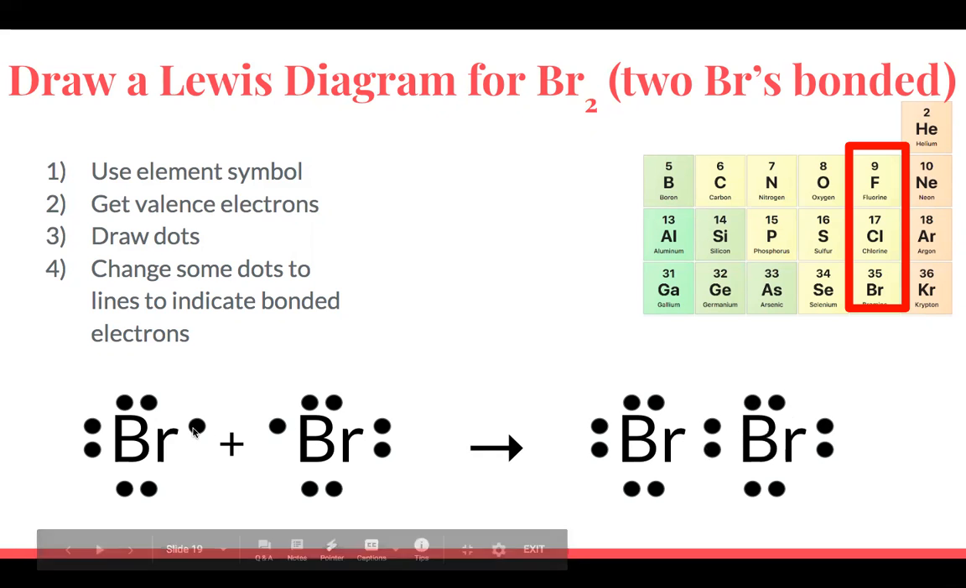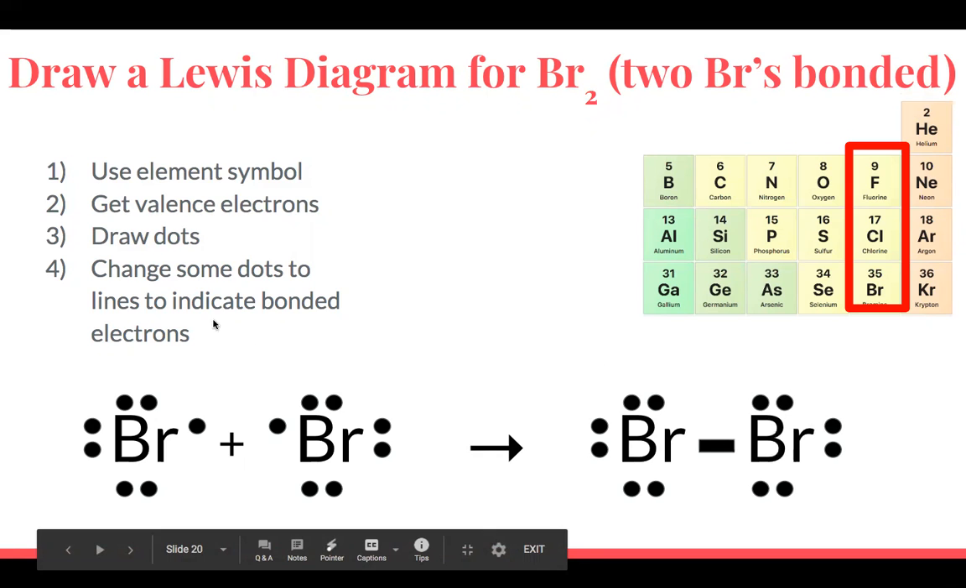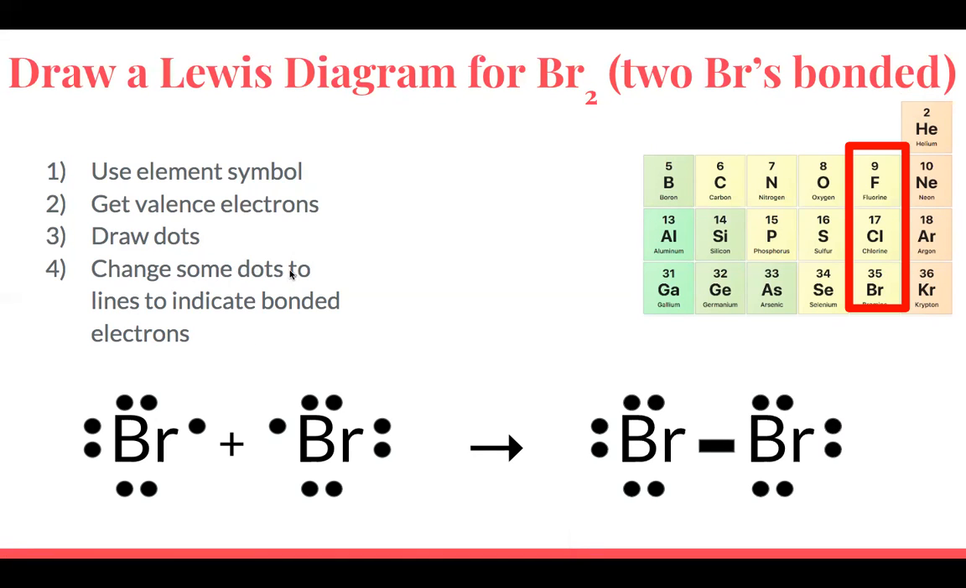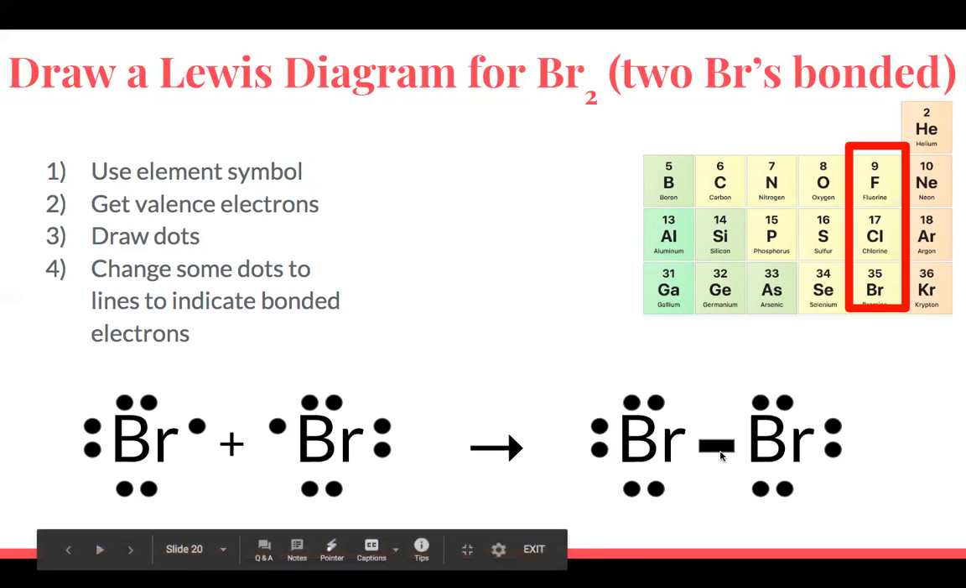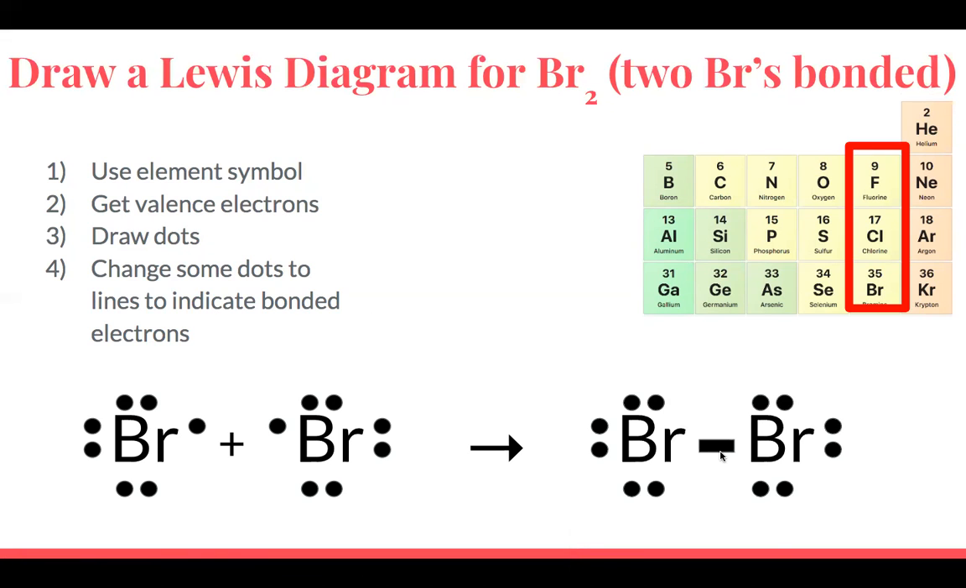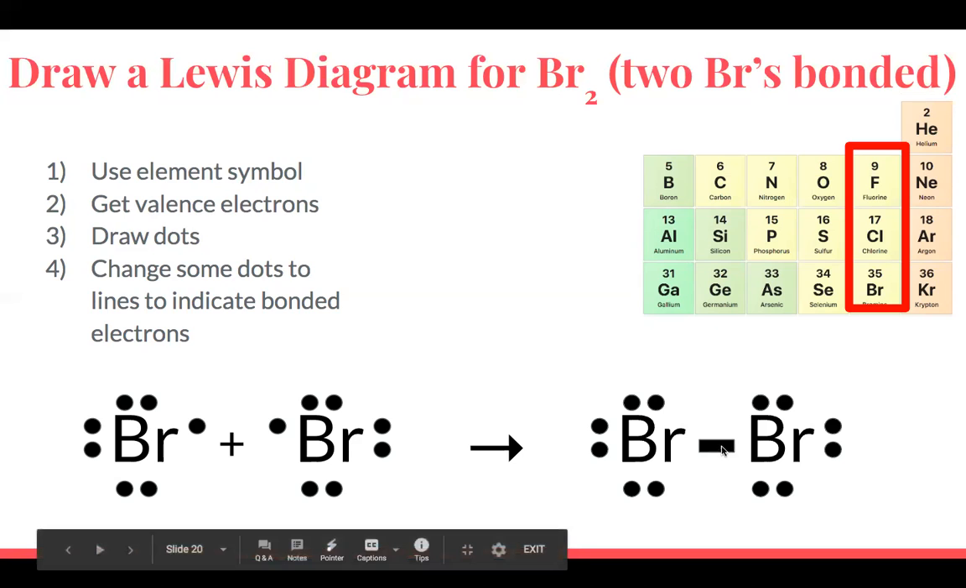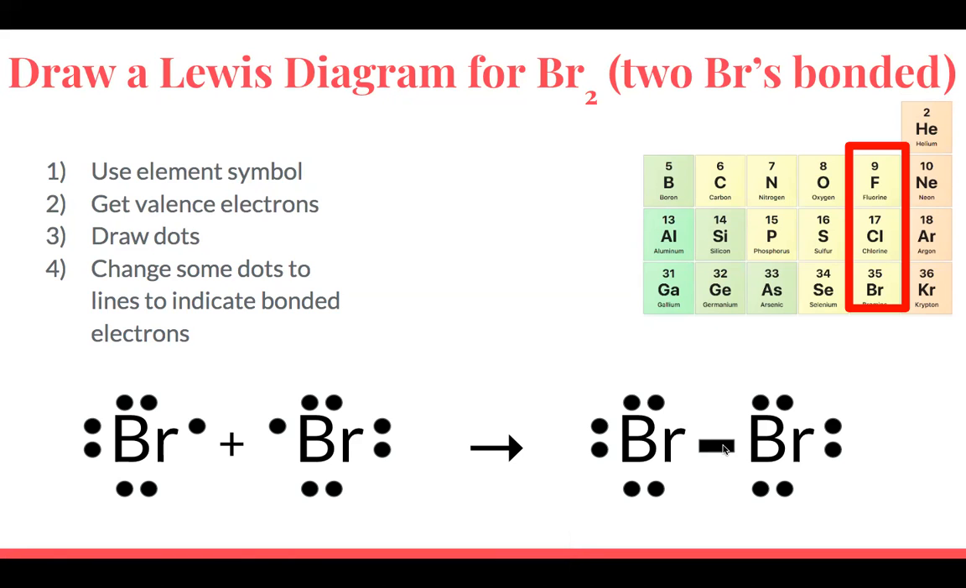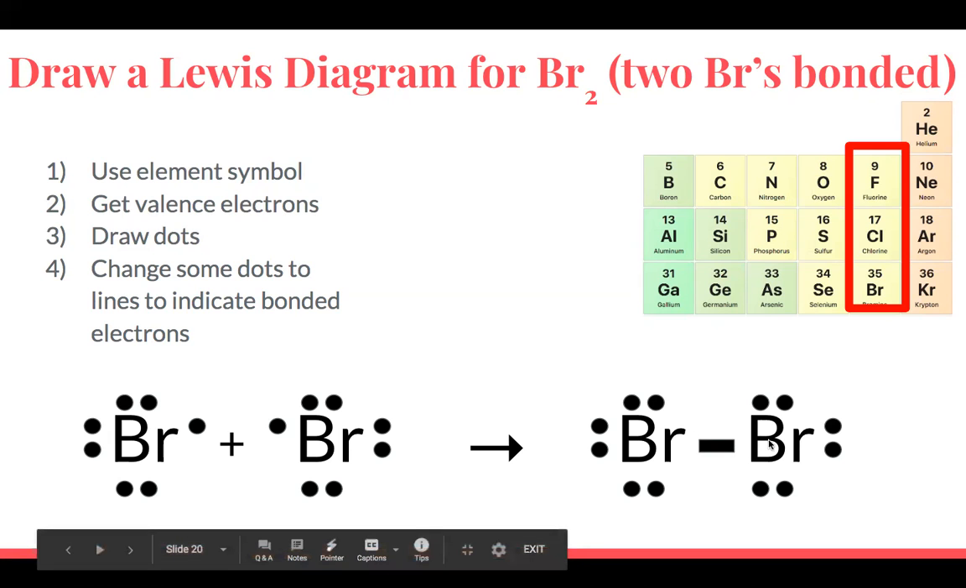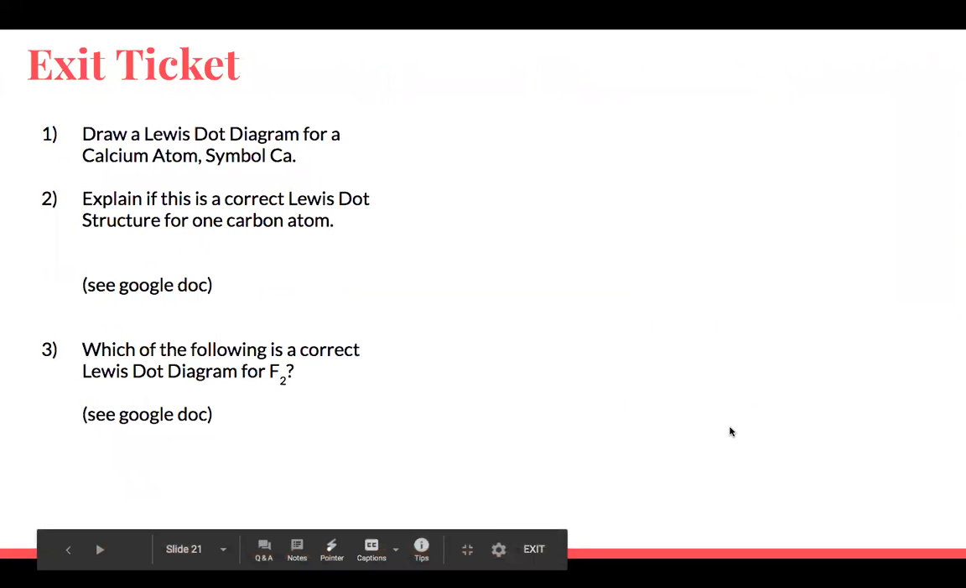They are sharing these electrons right here. So instead of drawing it like this, we're going to, again, change dots to lines to indicate bonded electrons. They started as dots. Now it's a line to indicate these 2 electrons are bonding. They're like holding on to each other now. That's why these 2 bromines are bonded together.